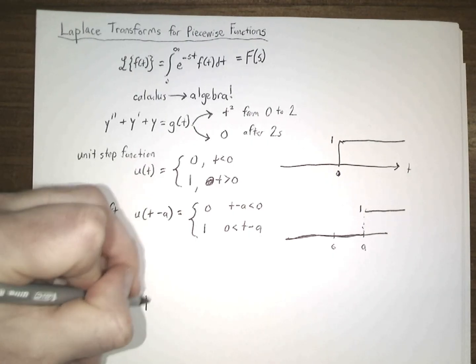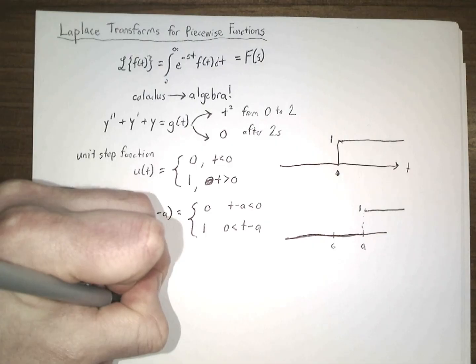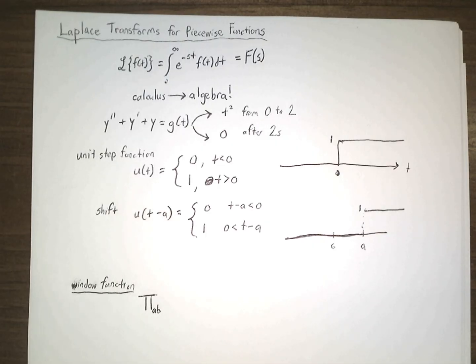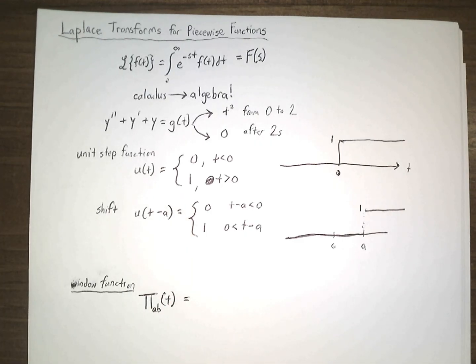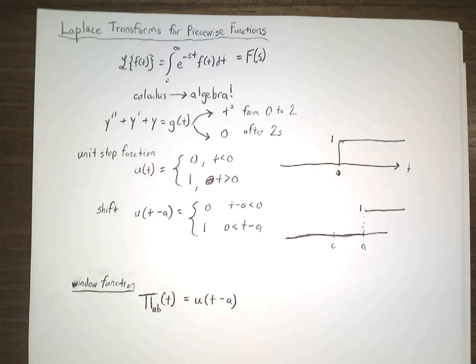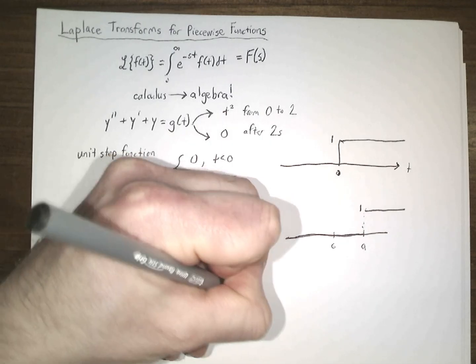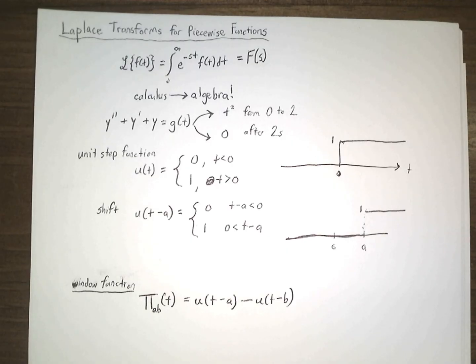We're going to notate it as a capital pi. So the big guy you might see in an infinite product, or just the little 3.14... got a little bigger. We subscript it with a and b, and it's a function of t. Really, this is a shifted step function that shifts to a. We're going to subtract from that another shifted step function based on b. So this is how we would write a window function as a difference of step functions.